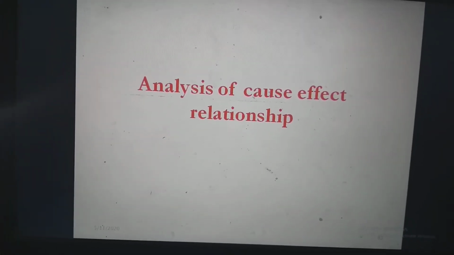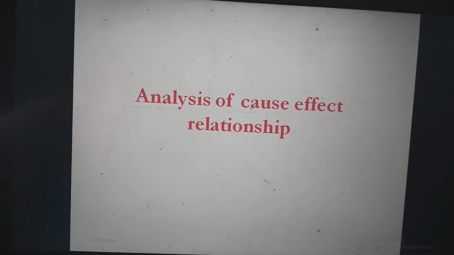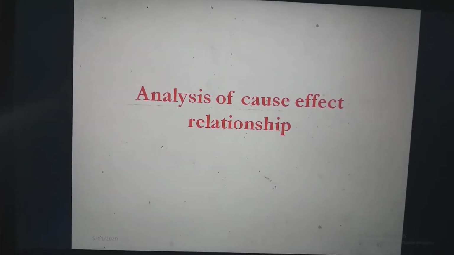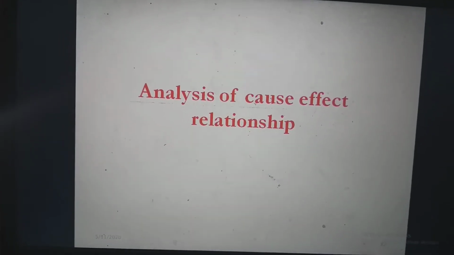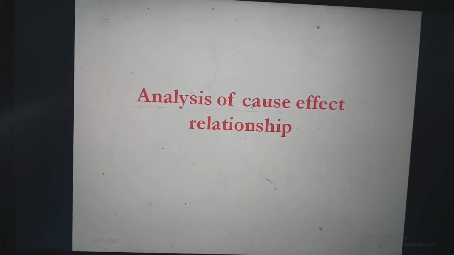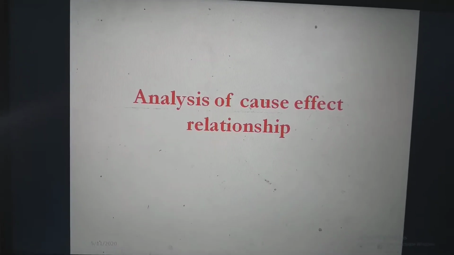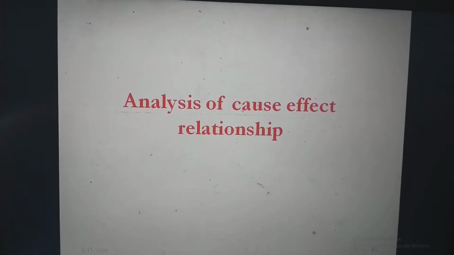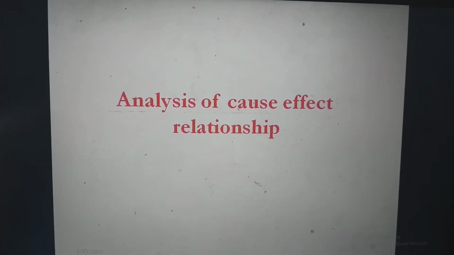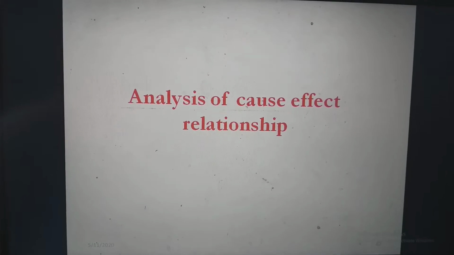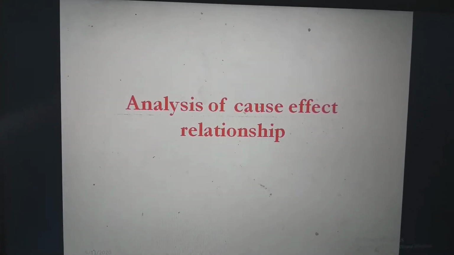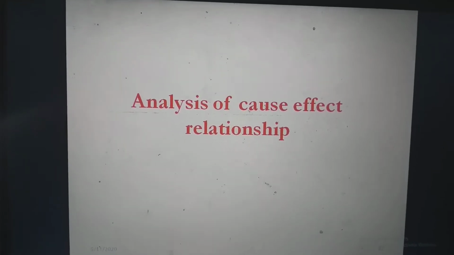Good morning, students. This is the second lecture of the epidemiology course for medicine second year. Last time we saw association and how to calculate relative risk, odds ratio, and more calculations. So today we are going to see analysis of cause-effect relationship and screening.